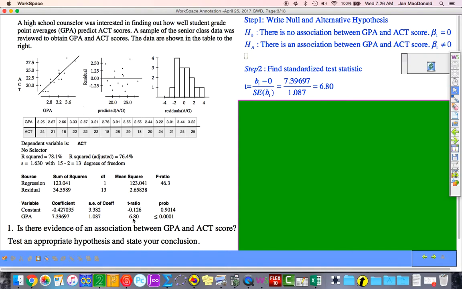Okay, excellent. And just in case you were wondering, what does this number 1.087 mean? The standard error of the slope is how much the sample slope typically varies from the slope of the population. This is the value we use in creating our confidence intervals and obviously finding our test statistic. Okay? All right, so let's move on.